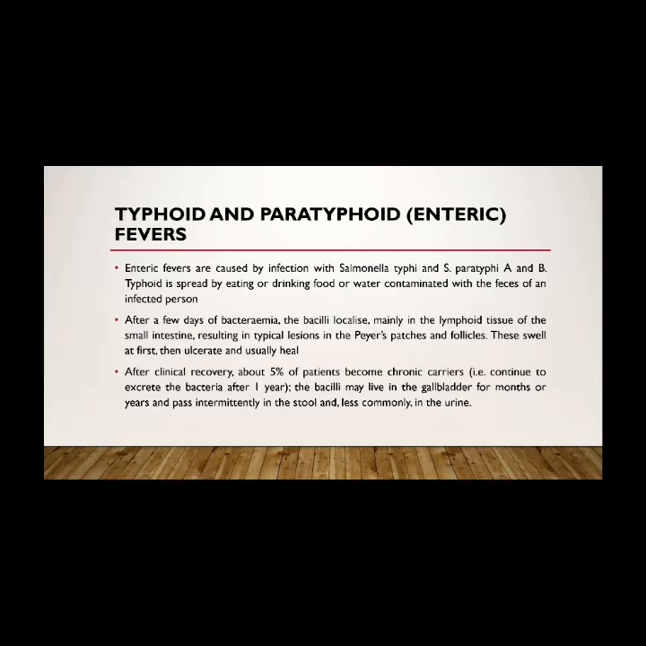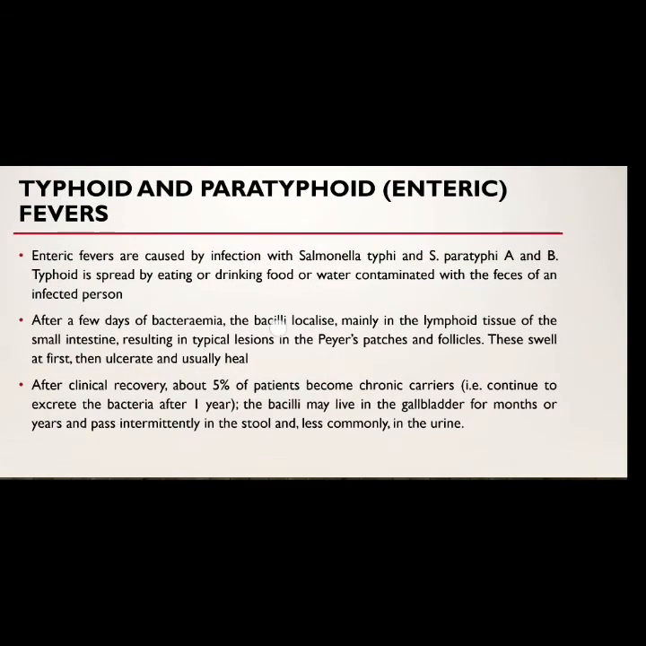These diseases are caused by infection with Salmonella species, Salmonella typhi and Salmonella paratyphi A and B. Typhoid is spread by eating or drinking food and water that is contaminated with the feces of an infected person. After a few days of bacteremia, the bacilli localize mainly in the lymphoid tissues of the small intestine, and that will result in lesions in the Peyer's patches and follicles. These swell at first, then ulcerate and usually heal.